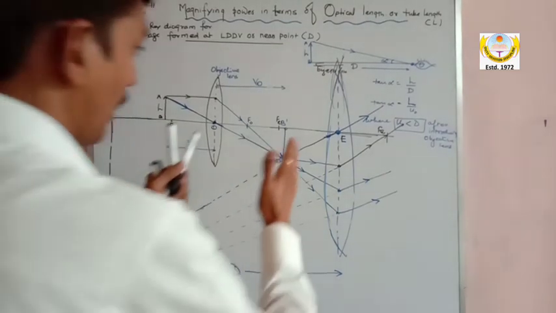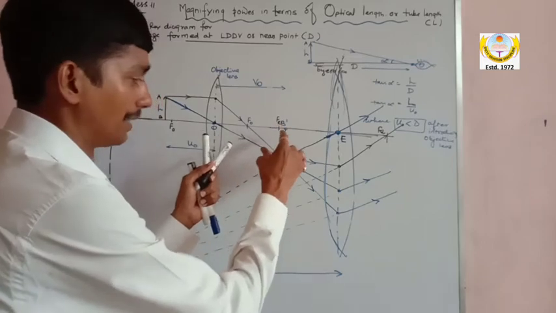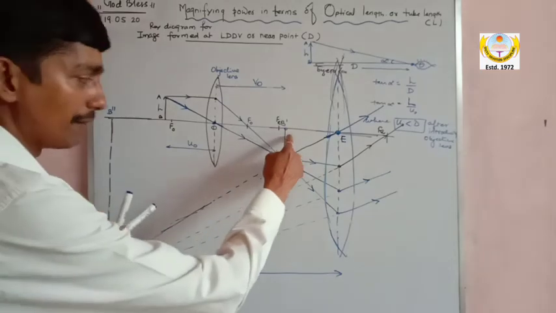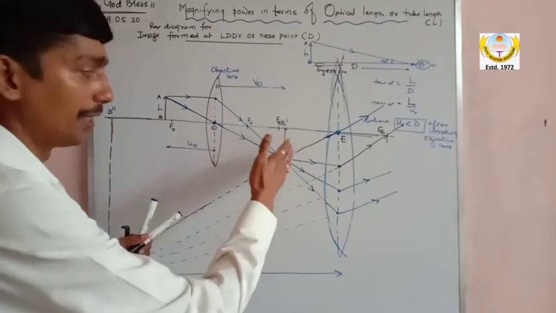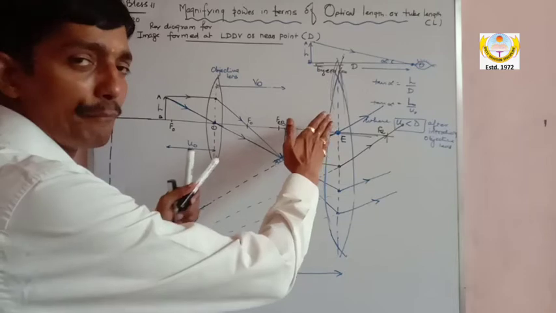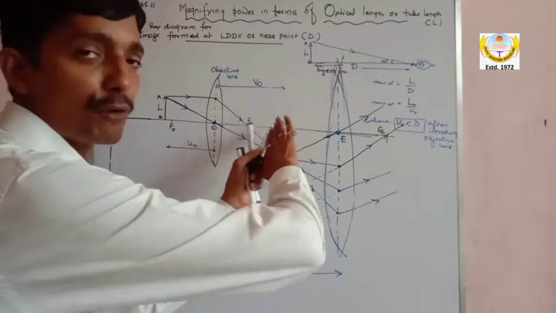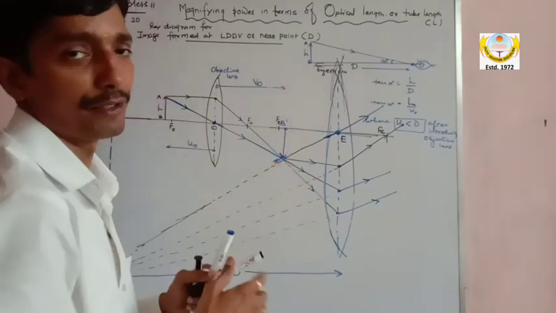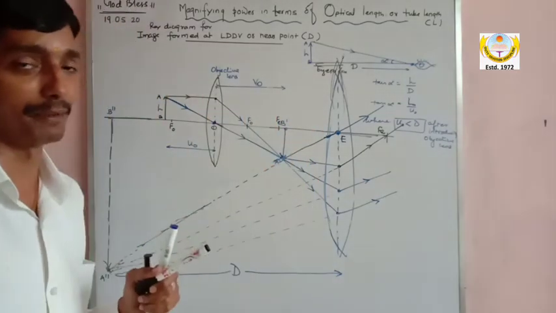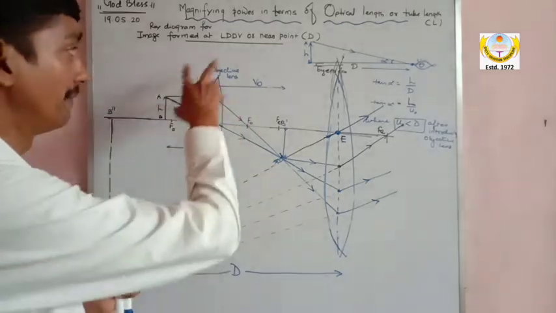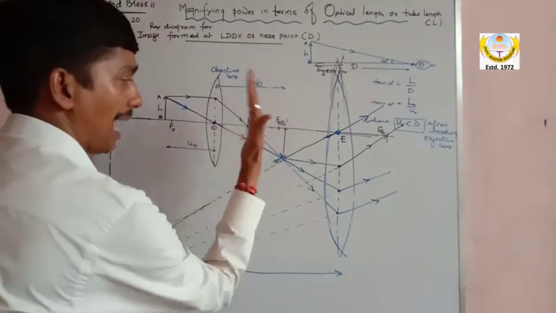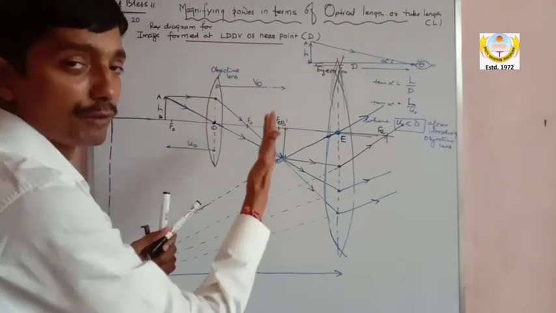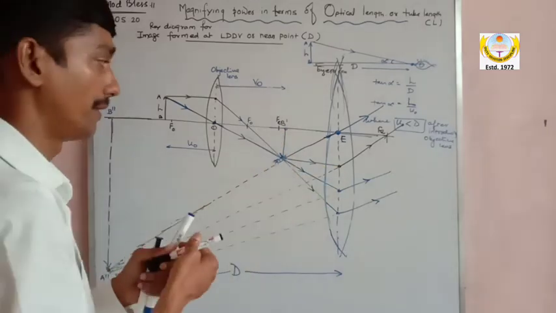So this eyepiece is so adjusted that this image A' B', the first image, not the final image, which is real inverted, lies within the focal length or close to the focal point of the eyepiece. I have given all this idea in my previous video for the least distance of distinct vision, and for infinity it will lie on the focal point of the eyepiece. It will lie on the focal point of the eyepiece, and only then will the image form at infinity.